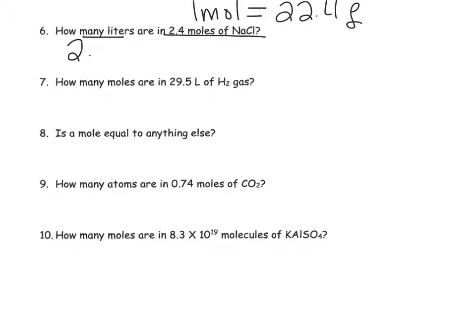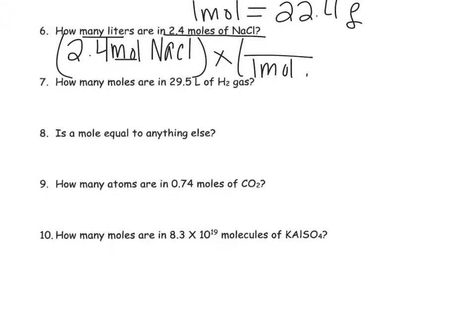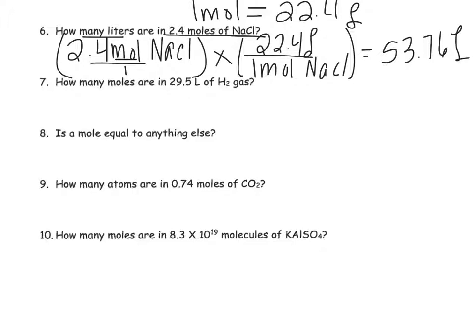So I always start with what I'm given, 2.4 moles of sodium chloride. And I want to cancel out this unit, so 1 mole goes on the bottom of sodium chloride, and 22.4 goes on the top. Since these are both over 1, I just multiply all the way across the top. 2.4 times 22.4 gives me 53.76 liters of sodium chloride.